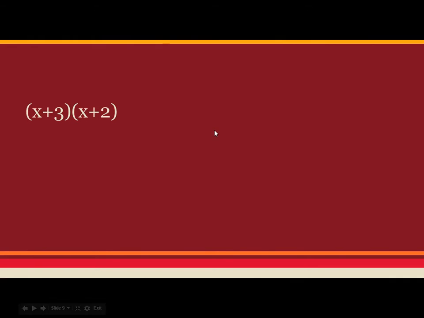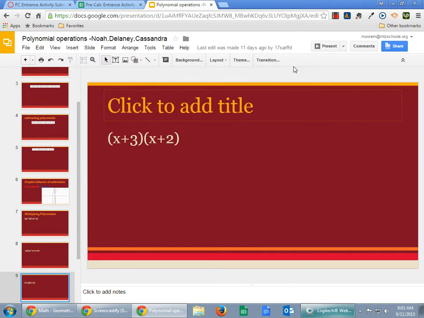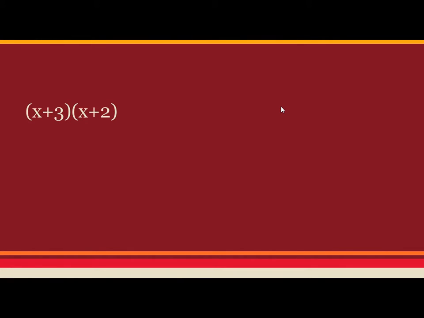And then this one, you would FOIL it. So it's the same thing as distributing, but you do it twice. So you do the x times x, and the x times 2, and then the 3 times x, and then the 3 times 2. That's first, outside, inner, last. You get x squared plus 2x plus 3x plus 6, and then you combine like terms to get x squared plus 5x plus 6.